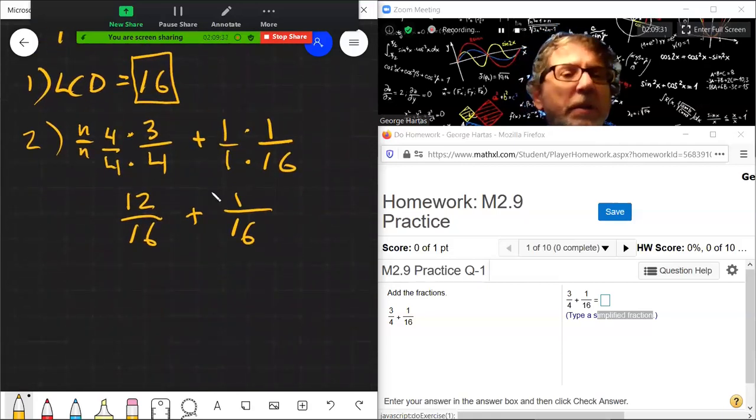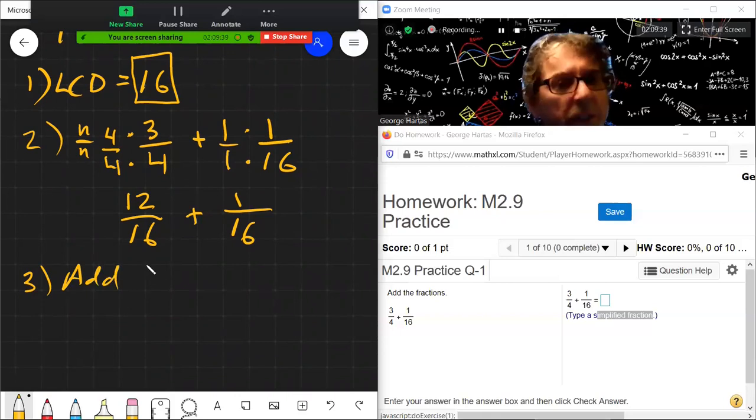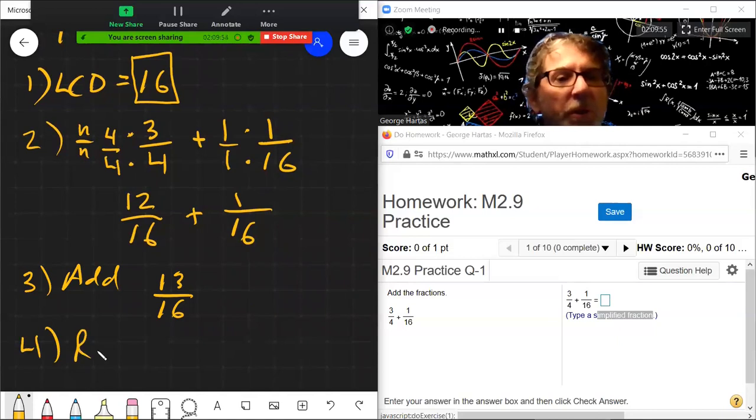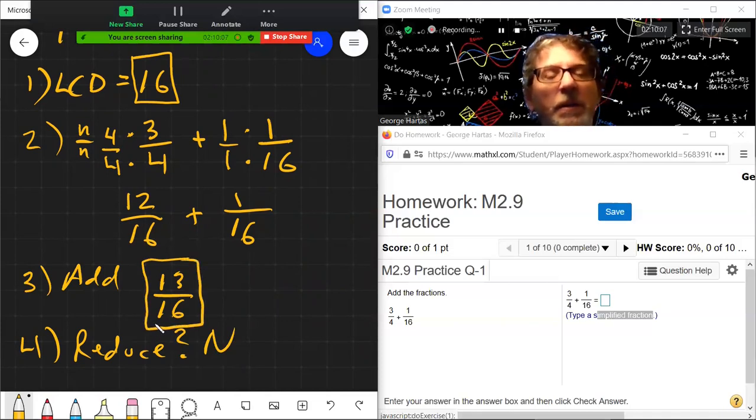Step number 3, which is always the easiest step. In this case, we're adding. All right, let's add. 12 plus 1 is 13 over 16. Remember that we cannot add denominators, only the numerators. Step 4, reduce. Can we here? No, we cannot reduce. This is our answer. We're done right there.